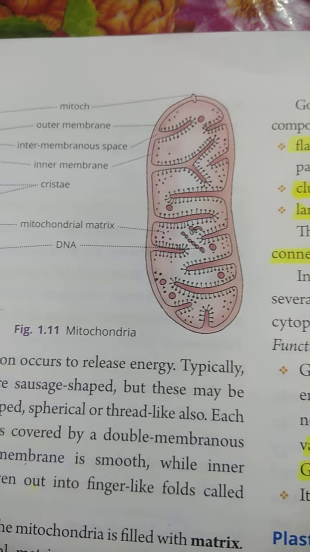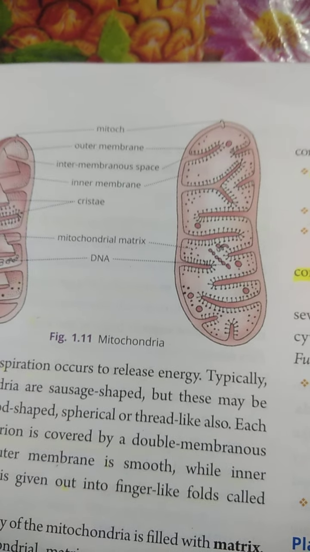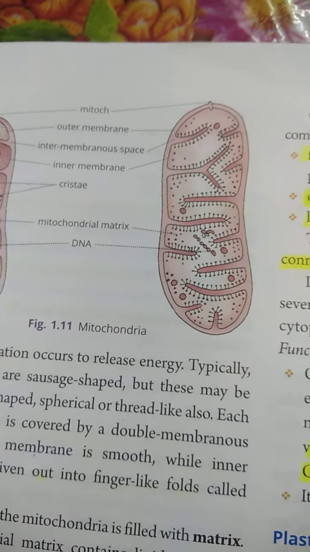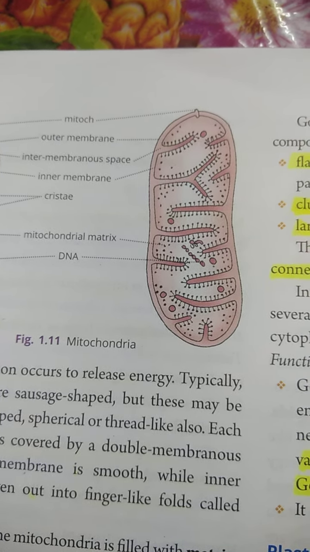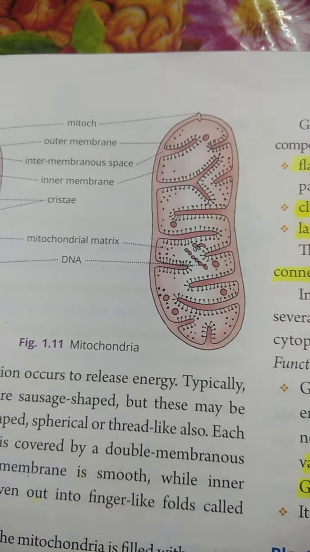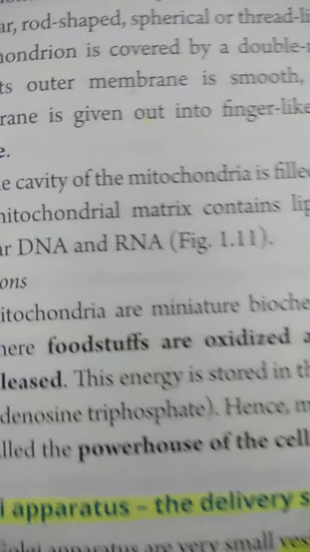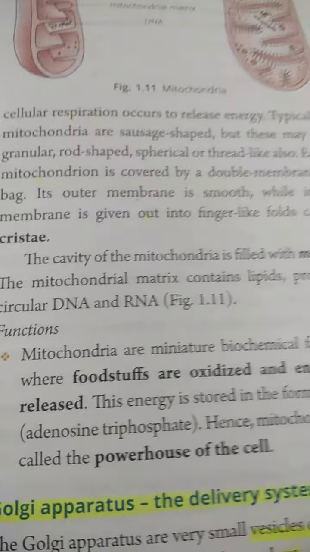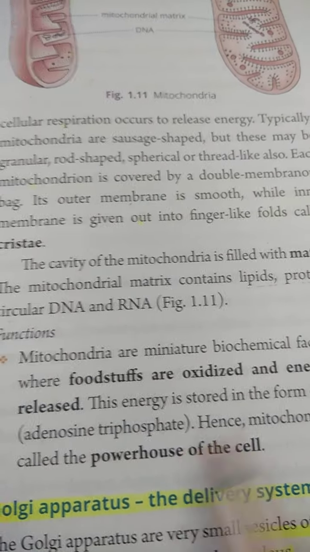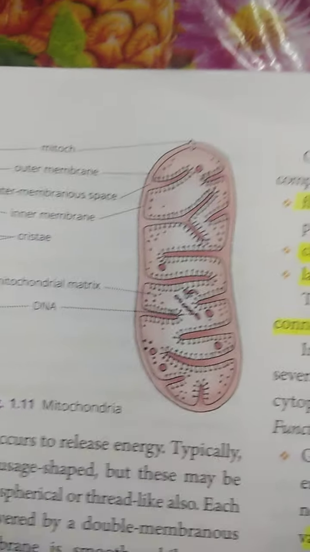Mitochondria are small biochemical factories where foodstuff is oxidized. And as we know, respiration occurs in the mitochondria. So they act as small biochemical factories where glucose is oxidized and energy is released. Energy is released in the form of adenosine triphosphate. Here it's written adenosine triphosphate. It is stored in the mitochondria. That's why it is known as the powerhouse of the cell.